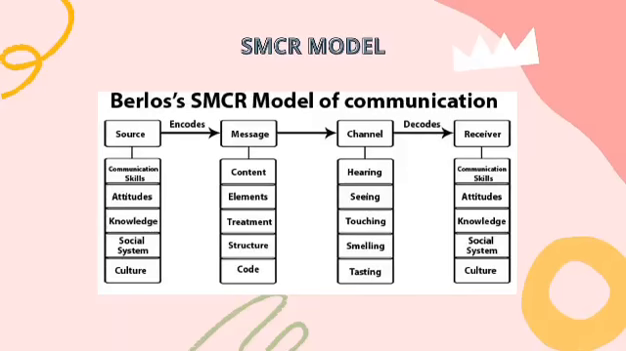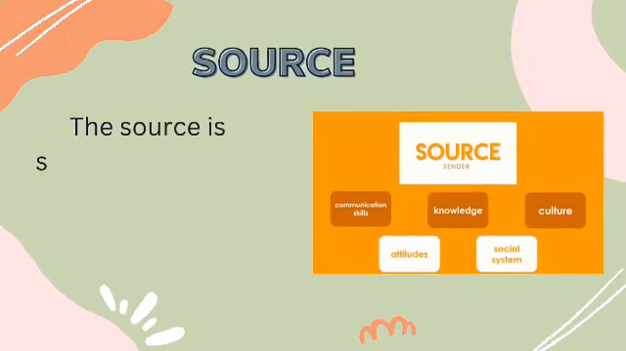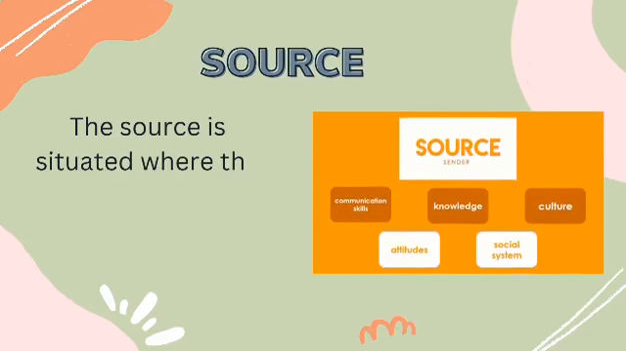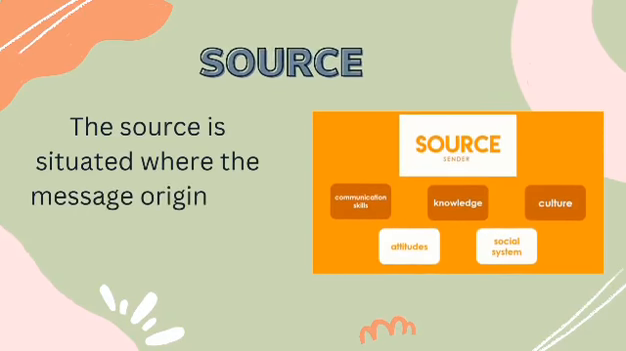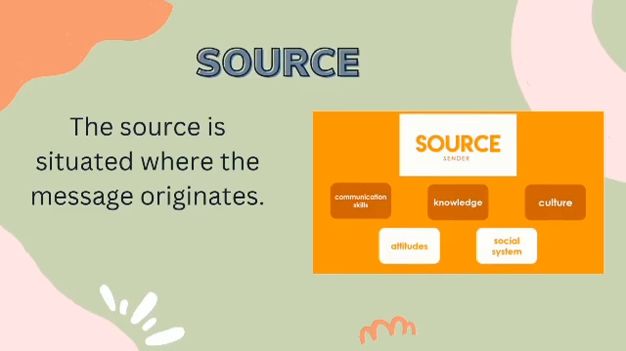The Sender Message Channel Receiver, SMCR, model of communication is the simplest form of linear communication that we're exposed to today. It involves a sender encoding a message through a desired channel to the receiver, who decodes the contents. The sender of the message is the source who creates and sends the message to the receiver. The source is the start of the communication process and is the person who encodes the message.